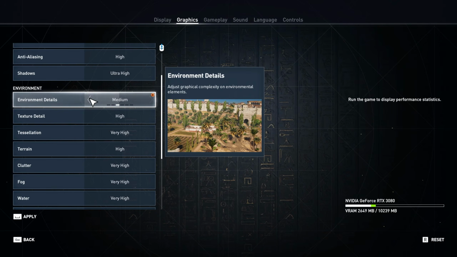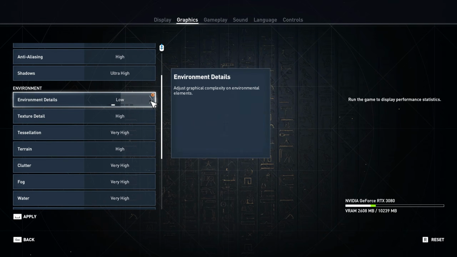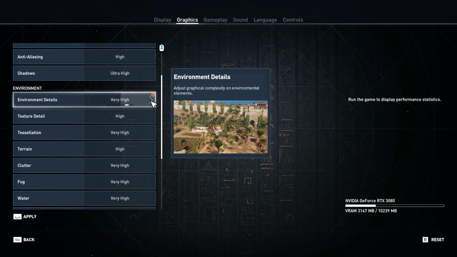Now we are at environment details. Here I barely notice a difference in image quality. There's also barely a difference in FPS. And if you really have to try to look for a difference in the FPS, the biggest difference seems to be going from ultra high to high, where it gives you about 2 FPS. Otherwise, I can barely notice any FPS difference.